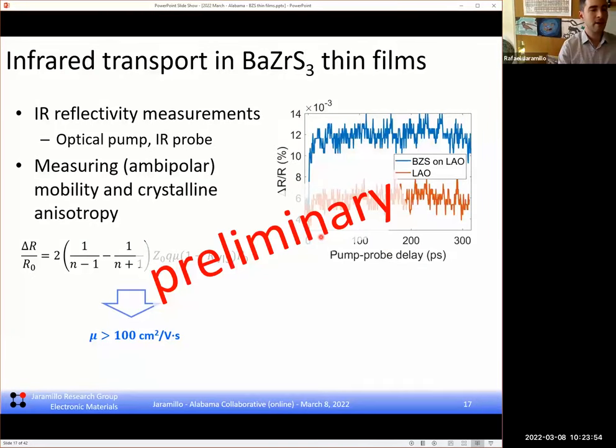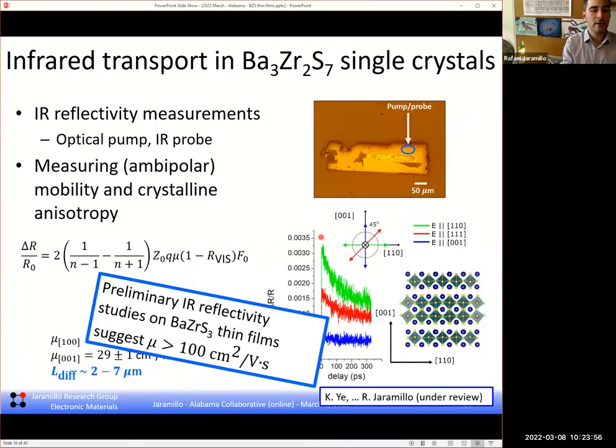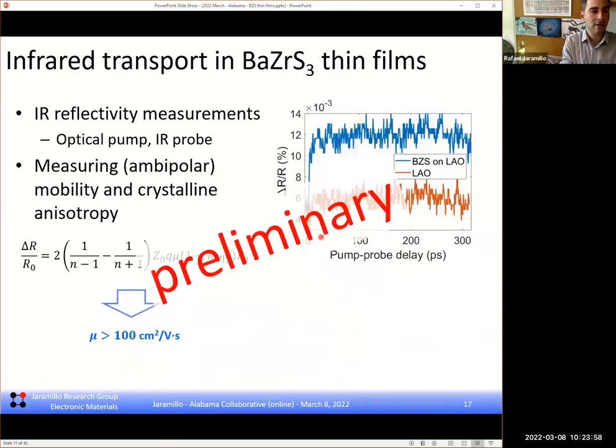So again, preliminary. This is, hopefully published soon, measurements on single crystals. Here's preliminary data on thin films. Again, suggestive of very fast charge transport. And these numbers, mobilities greater than 100, among perovskite structured materials, I think it's only the stannates that compare. And that's all current research. So I'm excited about that.